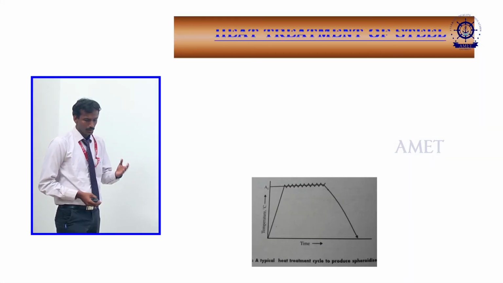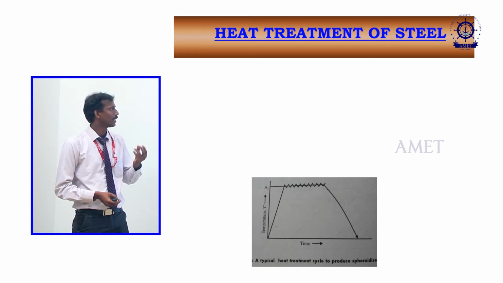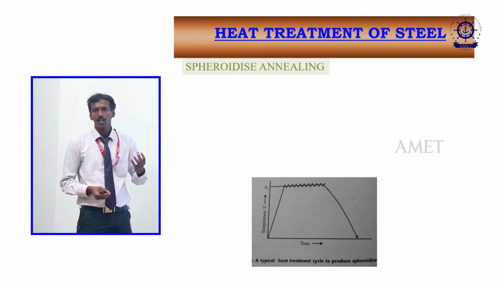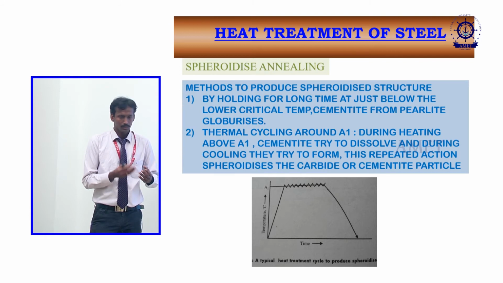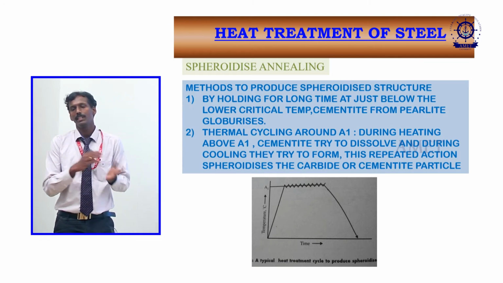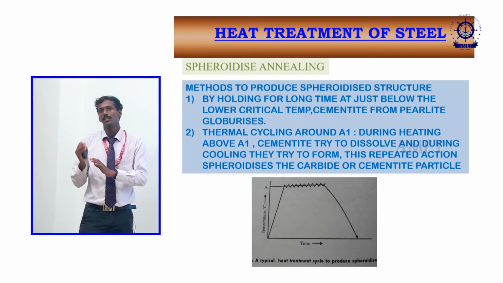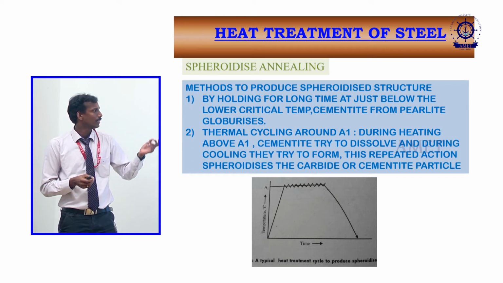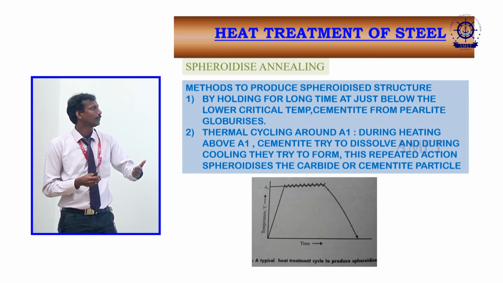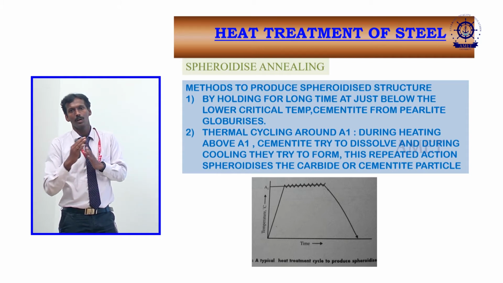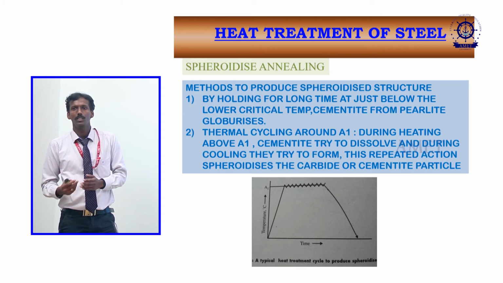In spheroidized annealing, based on the shape you can name the process. During the long holding time, the cementite will be present in the ferrite matrix. So that is called spheroidized annealing. In those annealing conditions, we have to heat at just above the lower critical temperature for a long time, then cool down to room temperature.